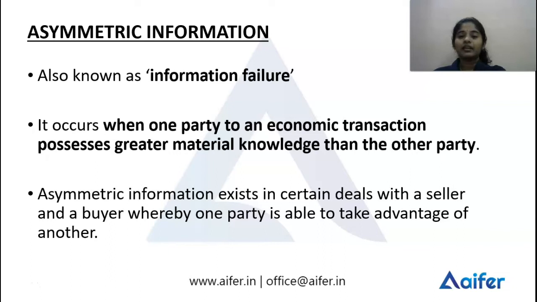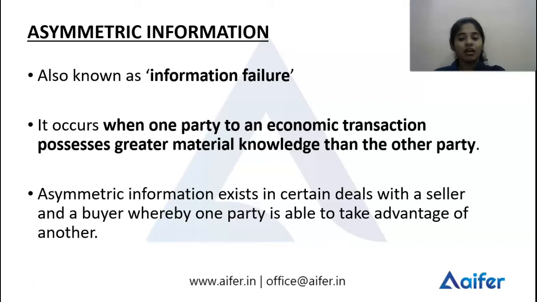Today we will be learning about asymmetric information, then market failures, and what the important causes of market failures are. So first of all, let's start with asymmetric information. What do we mean by asymmetric information? Asymmetry means it is incomplete, right? Symmetric and asymmetric. Asymmetric information is also known as information failure. So there is some failure in the information transmission.